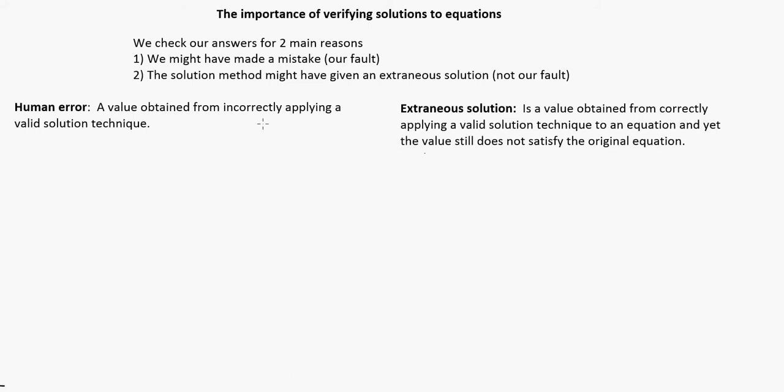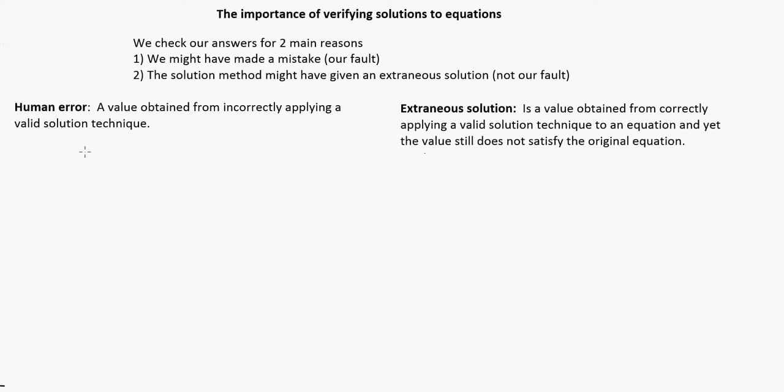One, we might have made a mistake. That's common. We might have added when we were supposed to subtract, or multiplied when we were supposed to divide. The other thing that can happen is the solution method might have given an extraneous solution. This is not our fault. This is something that is inherently wrong about the solution technique. So let's look at the first example, human error.